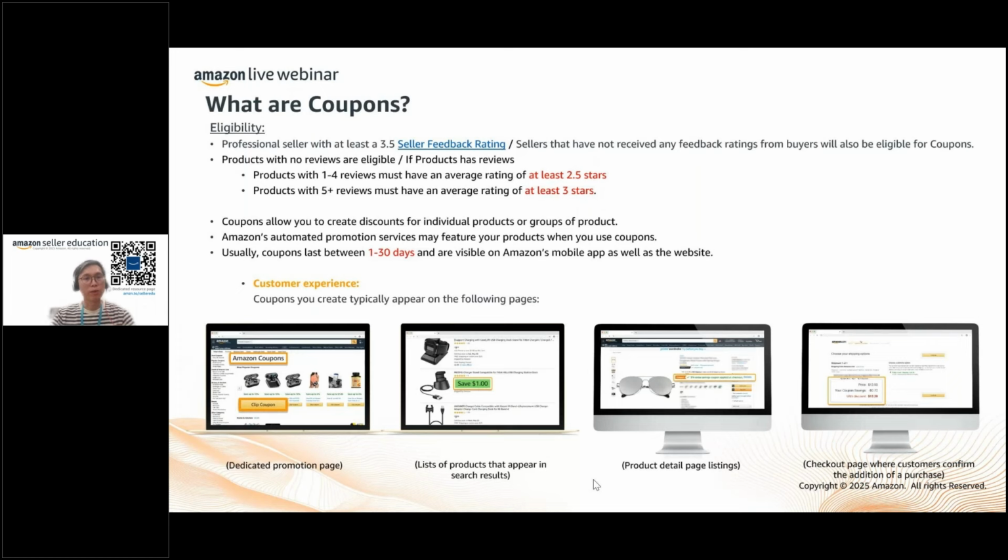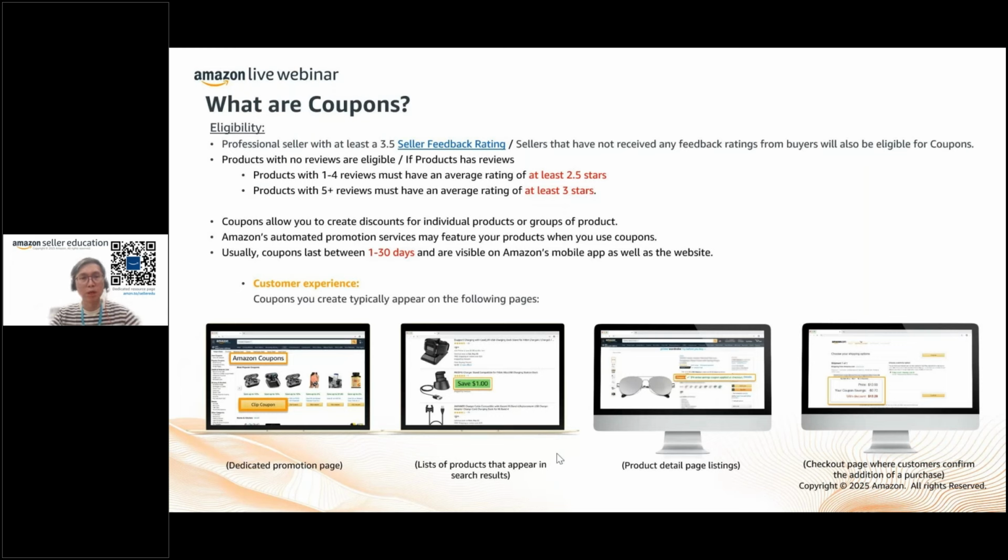Right, and for the products that you can run the coupon on, you also need to be eligible in the terms that the product you're trying to run coupons on should not have any reviews, or if the product has any reviews, you need to have at least 2.5 stars if you have 1 to 4 reviews. Right, so if your product has 5 or more reviews, you need to have an average rating of at least 3 stars. Okay, and a coupon usually lasts for a maximum of 30 days. You can set your coupon up to a maximum of 30 days.